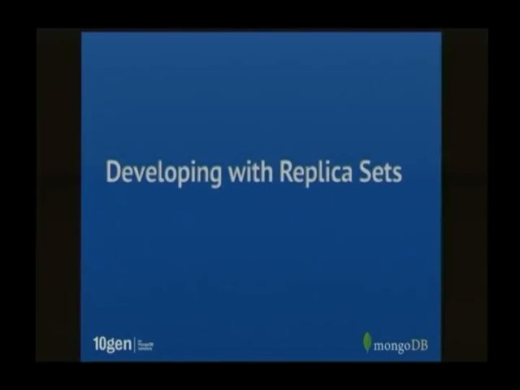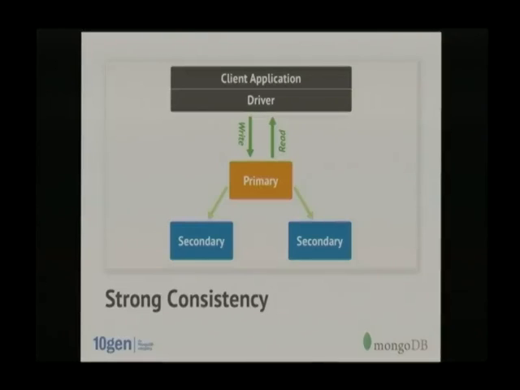So what does that look like when you're developing with replica sets? We have a number of different options depending on what level of consistency you want from your application. This is something that you control as the application developer. If you want strong consistency, then you read and write to the primary, and the secondaries are only used in replication. In this model, if I write something to the primary and I use the same connection, I can then read the same information back. So it's basically read after write consistency.